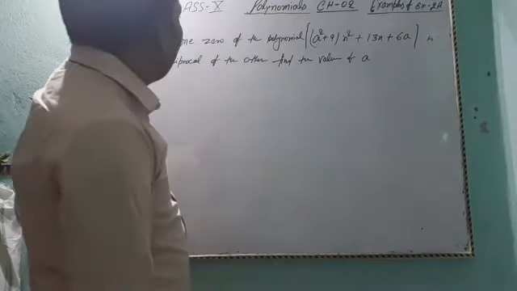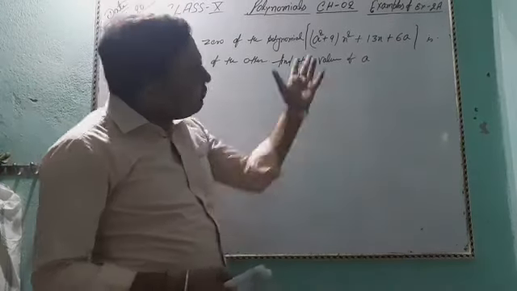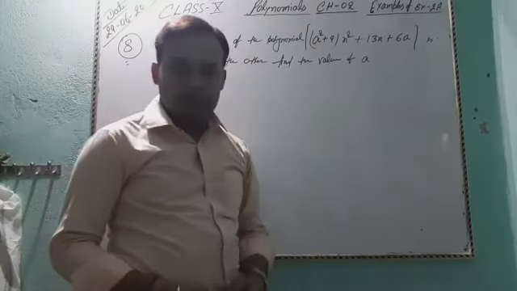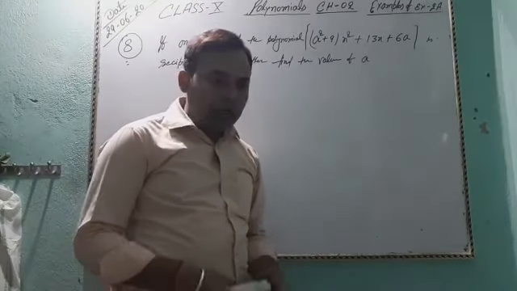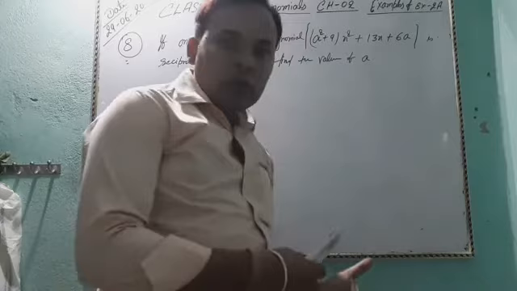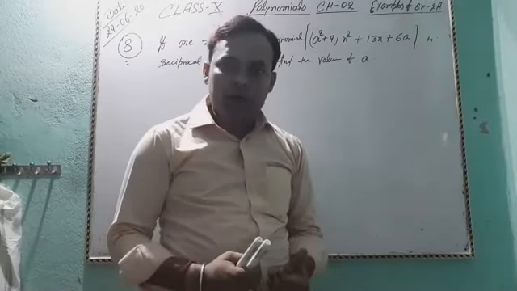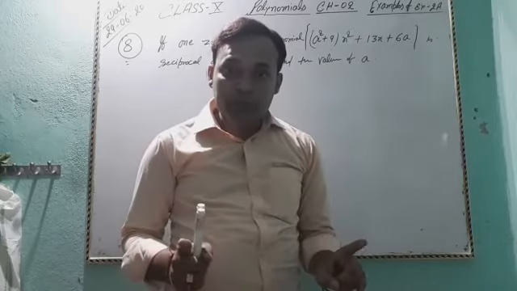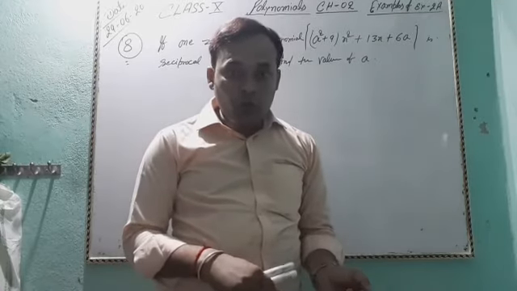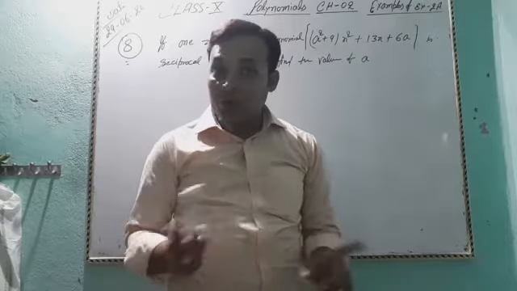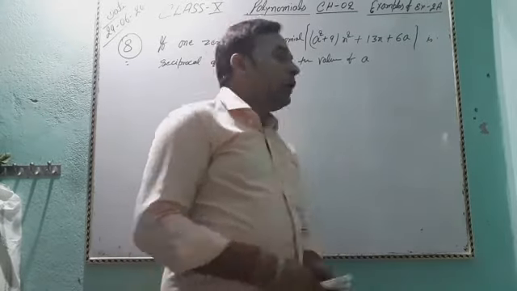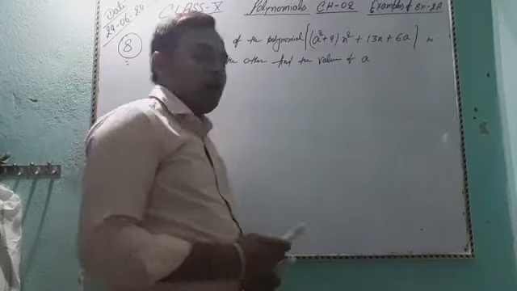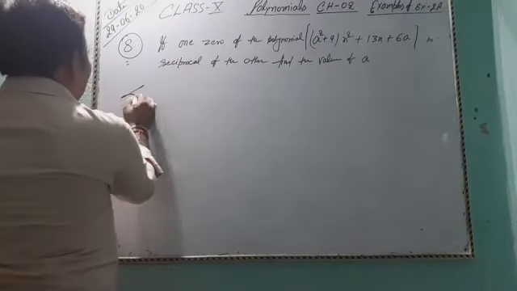So one zero of this polynomial is the reciprocal of the other. It means if one zero is alpha, then the other zero is 1 by alpha. Alpha and 1 by alpha are reciprocal to each other. 2 and 1 by 2 are reciprocal to each other. So first zero is alpha, then the other is 1 by alpha. So let's start the solution.